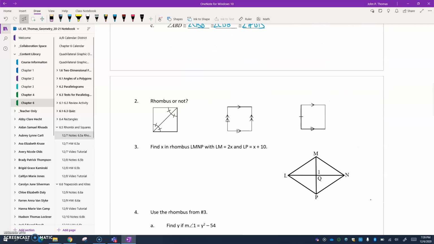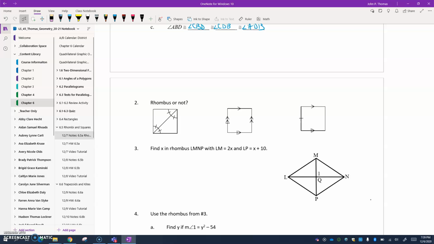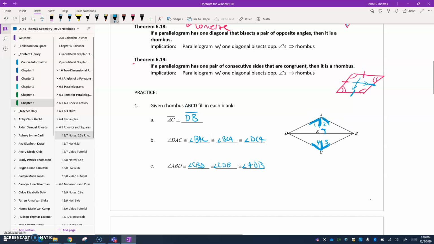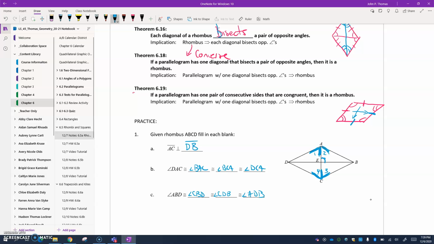Now, sometimes we're going to be asked to go in the backwards direction, like number 2 here. It says rhombus or not. The first thing I notice is I have a diagonal here that's bisecting opposite angles. So I'm going to go back and take a look at that rule. The rule says, if a parallelogram has a diagonal that bisects a pair of opposite angles, then it is a rhombus.